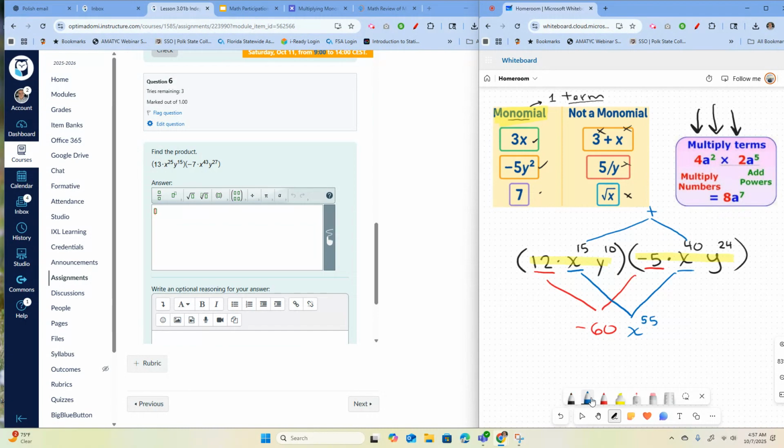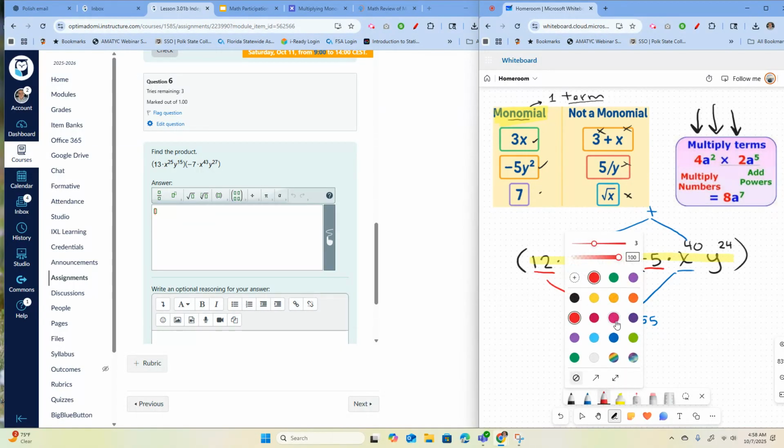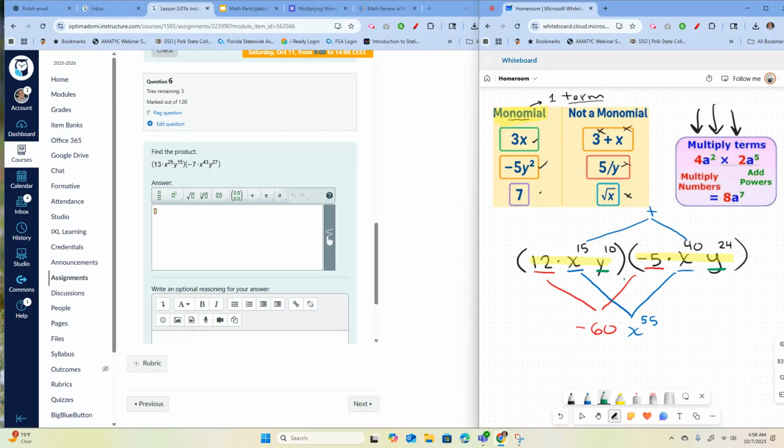And then what I'm going to do next is multiply the y's. So I'm going to keep the y. And what I'm going to do with the exponents of the y's is add them. And 10 plus 24 is 34. And you can see it's not that hard. Just multiply numbers with numbers and letters with letters. And when you multiply the letters that are the same, you add the exponents. Okay, I hope this helps.